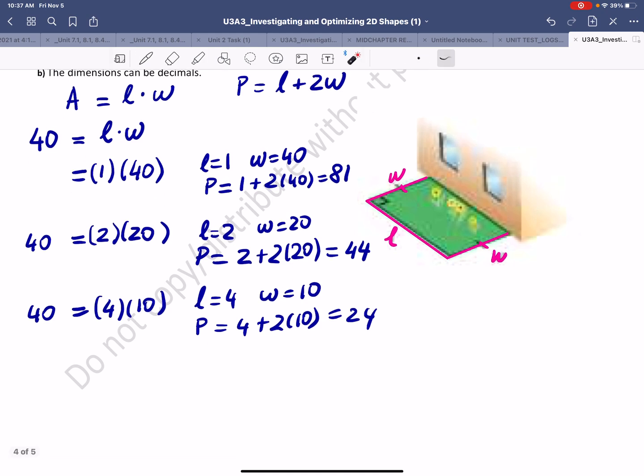So obviously, as you can see here, the perimeter is getting smaller. So I will continue with my strategy, searching for new length and width combinations.